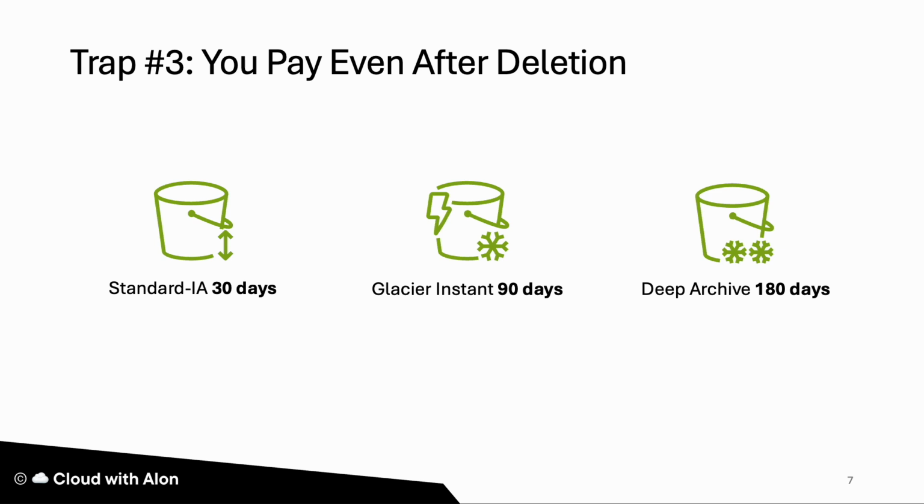Now, this one is the most expensive trap. Every cold storage class has a minimum storage duration. As you can see here, standard IA has 30 days minimum, Glacier Instant has 90 days, and Deep Archive 180 days. What this means is simple. Once an object moves into one of these storage classes, you are charged for the full minimum period, even if you delete it early. For example, if you move a file to Glacier Instant Retrieval and delete it after 2 weeks, that is 14 days, you still have to pay for 90 days. So, if your data lifecycle is uncertain, cold storage can quietly increase your cost instead of saving money.